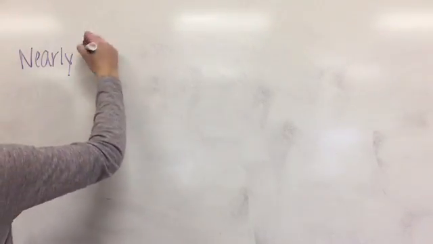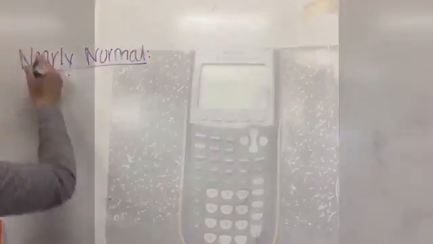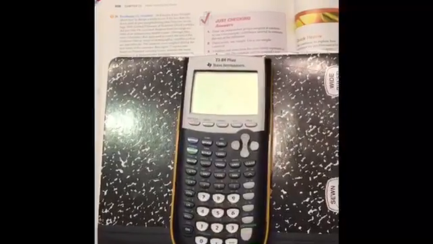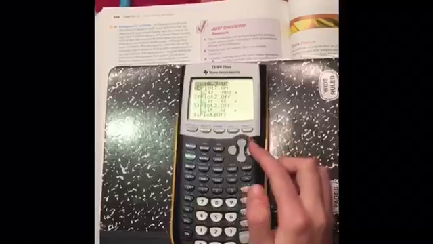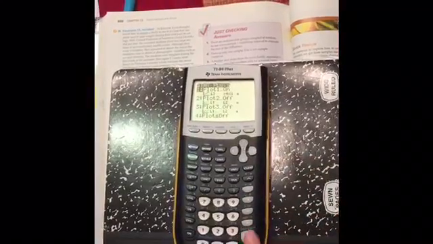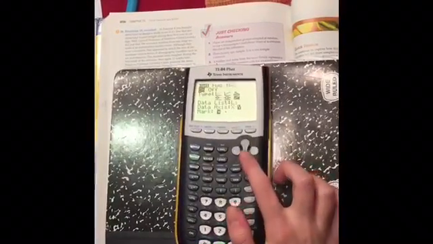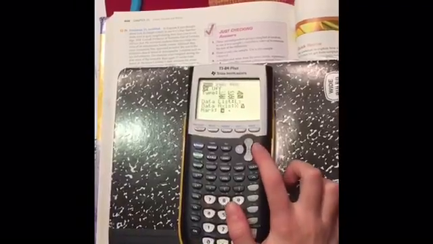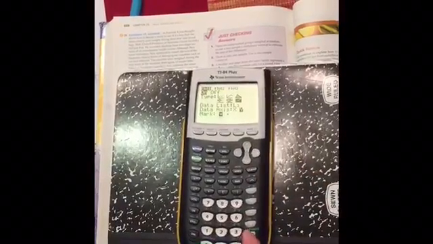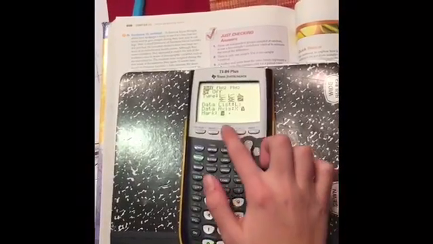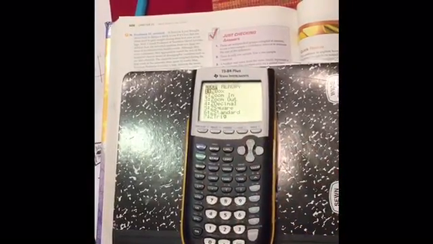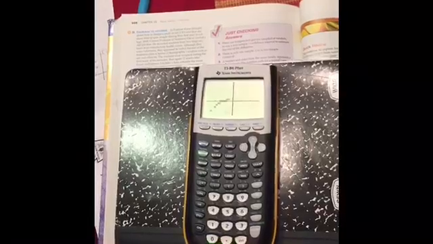Now we're going to check the nearly normal condition. So let's go to the calculator. Okay, to check the nearly normal condition, you're going to go to 2nd Y= to check the normal probability plot. Press enter on Plot 1, scroll to the last graph and press enter. Our data is in L3, so that stays the same, and then you're going to press ZOOM 9 to see the normal probability plot.